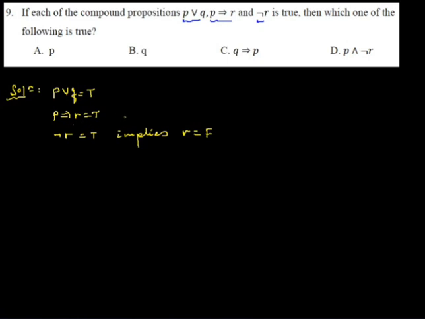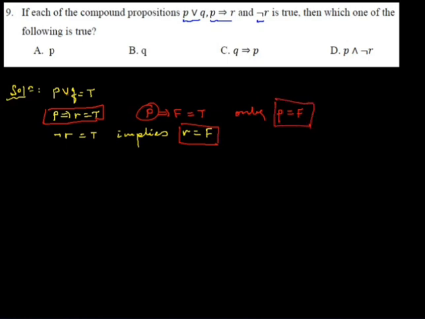If R is false, now take this part. If R is false, P implies false is true. Now this holds only when P must be false. Otherwise, the given truth value will fail. Now R is false, P is false. What is left? We need to know Q.